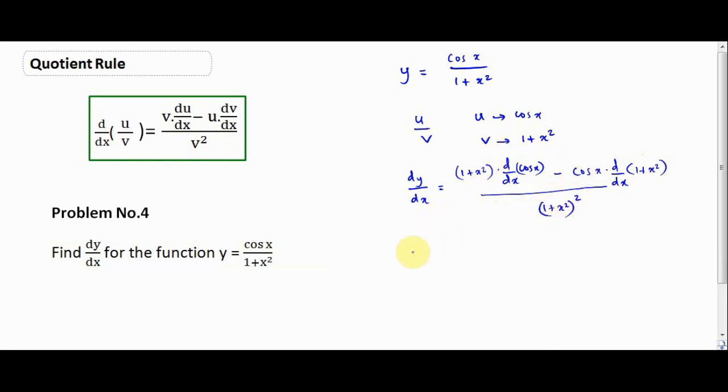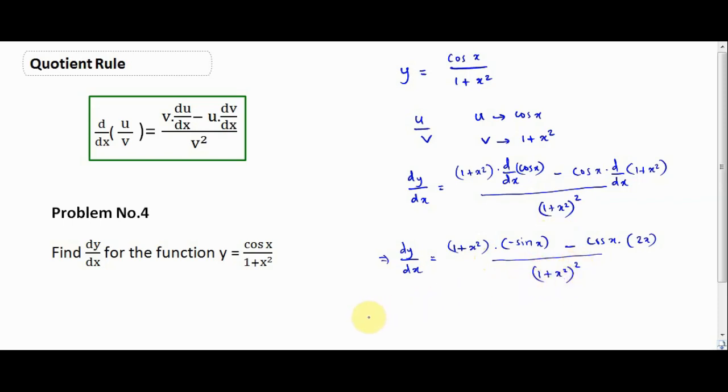Okay, now let's simplify this. This implies that dy by dx will be equal to (1 plus x square) into d by dx of cos x, which is minus sin x. So this one, minus cos x into d by dx of (1 plus x square). So that will be derivative of 1 is 0 and derivative of x square will be 2 into x raised to 1. So that is 2x. Okay, so this is the numerator term, that one divided by (1 plus x square) the whole square.